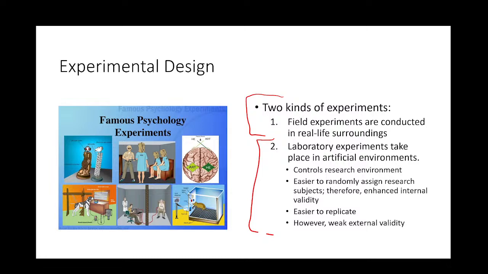Two kinds of experiments. Field experiments, conducted in real world surroundings. So like the one that I was talking about, where you go in to apply for a bank loan and the paperwork's all filled out with a very generic name like John Smith, and the person comes in and they're black, just to see the reaction of the loan officer. That's a sort of field experiment, where you're out in the real world.